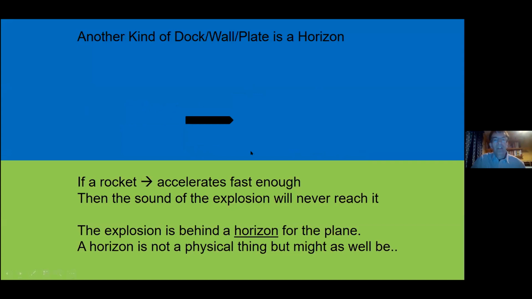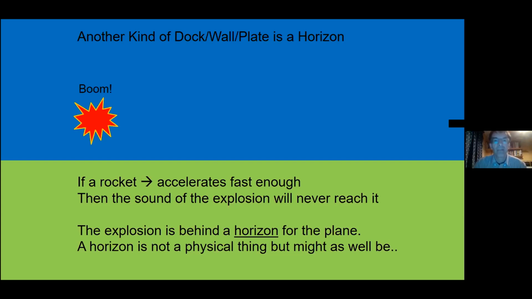Okay, so in order to go a bit further, I have to replace the dock damping waves with something a little bit more abstract, and that's a horizon. So imagine you have a rocket which is accelerating to the right here, shown by this black shape, and it's accelerating so fast that even if an explosion happens behind it, the sound from the explosion will never catch up to the rocket. Then from the point of view of the rocket, the explosion does not exist. So you could say that the explosion is behind an acoustic horizon for that object. So this is the idea of a horizon.